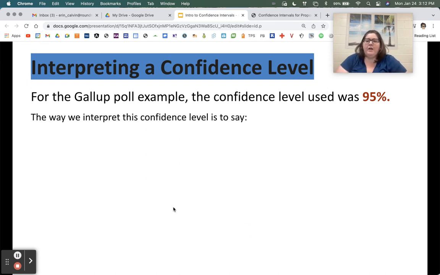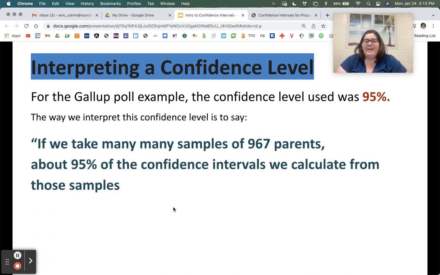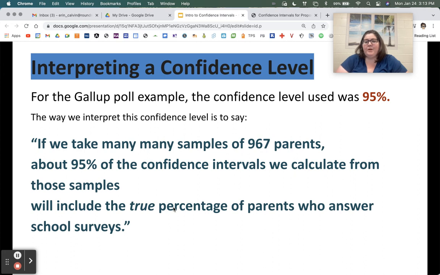So the way we interpret a confidence level is to say, if I take many, many samples of 967 parents, if I do that whole process many, many times over, about 95% of those intervals that I calculate from all those different samples that I take, about 95% of those intervals should include the true percentage of parents who answer school surveys.